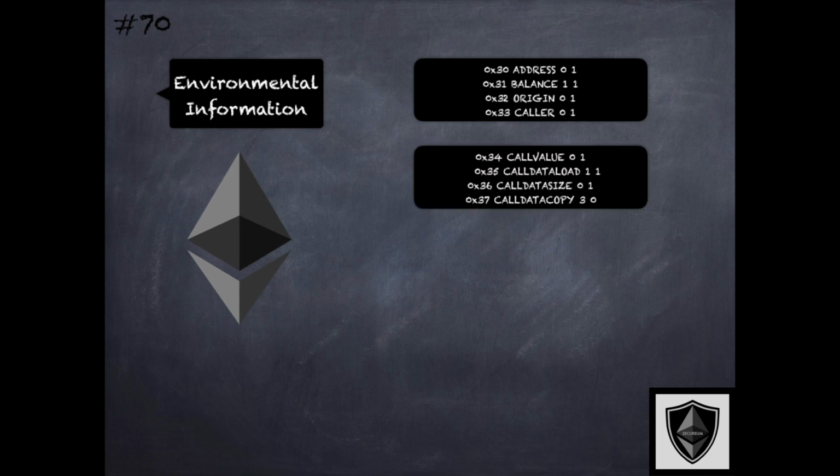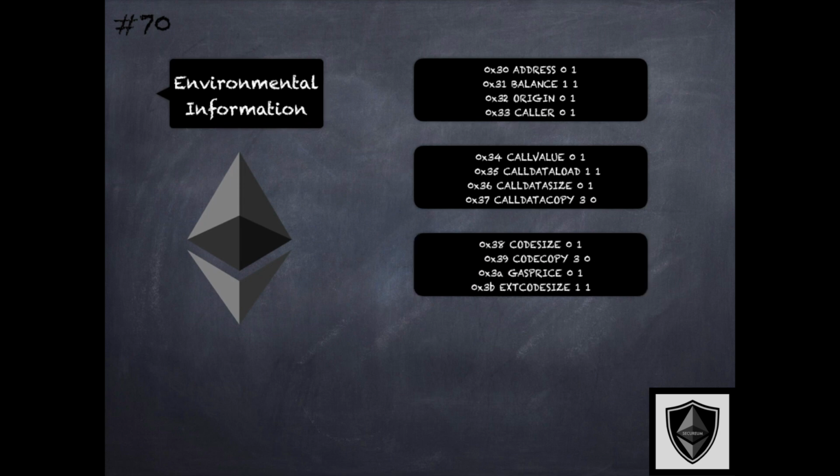Then there is call value, and in the context of Solidity, this would be the message value built-in that you would see in the smart contracts. And then you have the three call data instructions: load, size, and copy, that we talked about. The next instruction is code size. This gives the size of the code running in the current environment. Then you have code copy that lets you copy the code running in the current environment to memory. Then you have gas price, and in the context of Solidity, you would see this as tx.gasPrice, which gives you the price of the gas in the current environment.